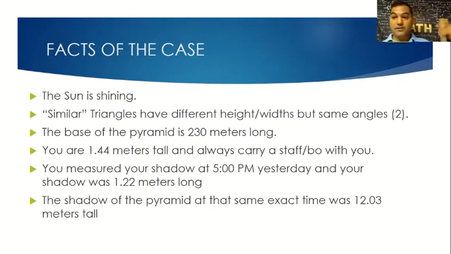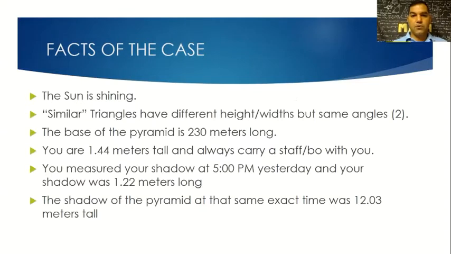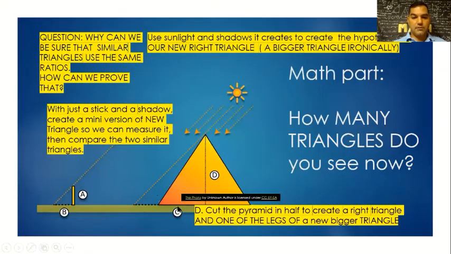Okay, if you want to hit pause, see how you can use these numbers to get the height of the pyramid, please hit pause. Okay, I'm going to go on and show you how to do it. All right. The first thing we must deduce is the critical number. One piece of information we need. Usually in problems, there's one piece of information that's critical, that makes or breaks the case, let's say. In our case, we have to find out the length of one of the legs of our newly created triangle, the big one. Okay, how do we do that? Well, let's look at the picture real quick. We realize this is the leg I'm talking about right here. And we want part of this pyramid here.